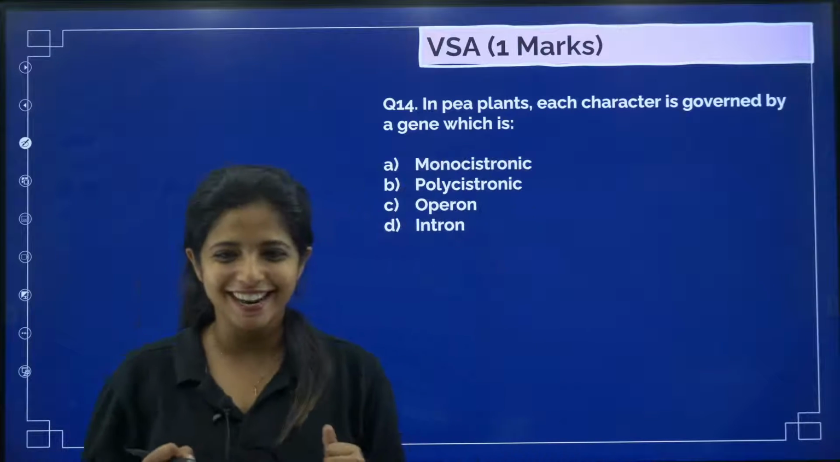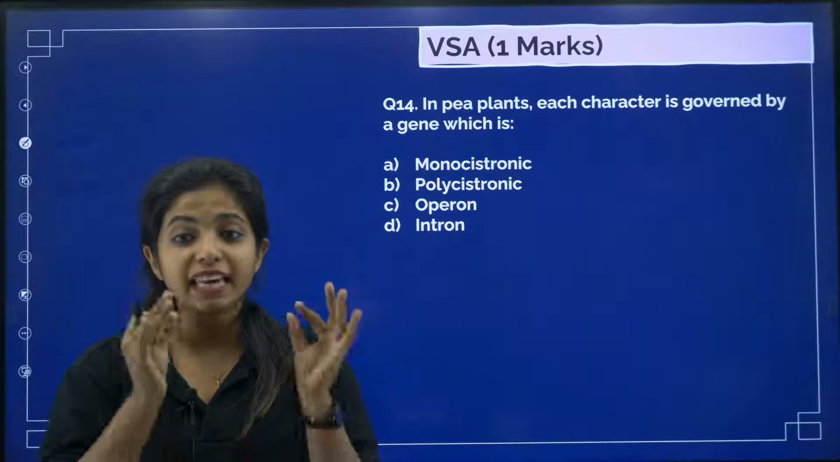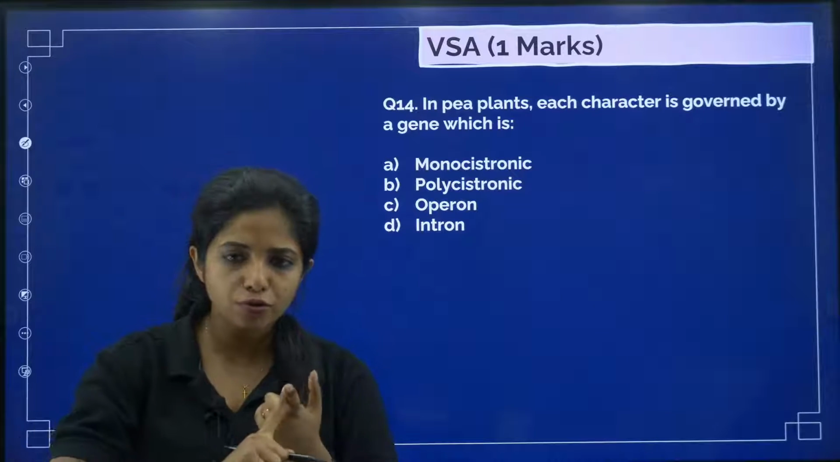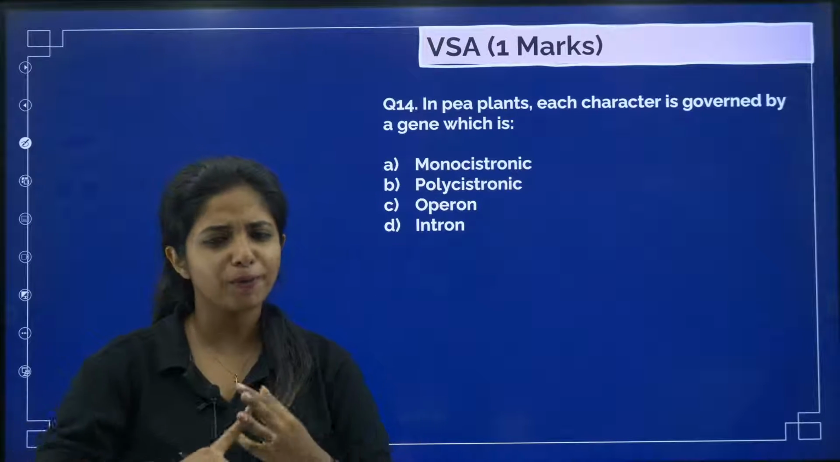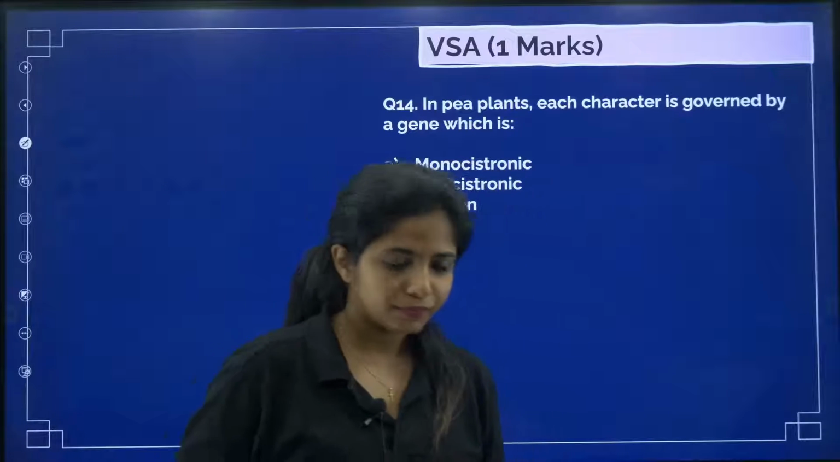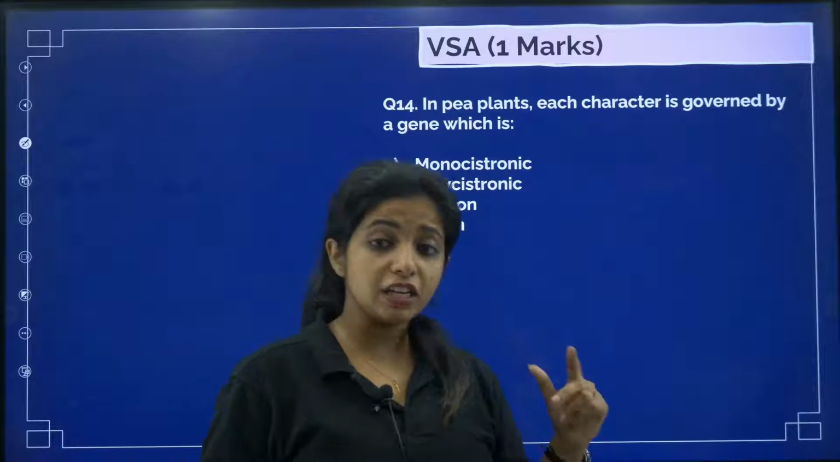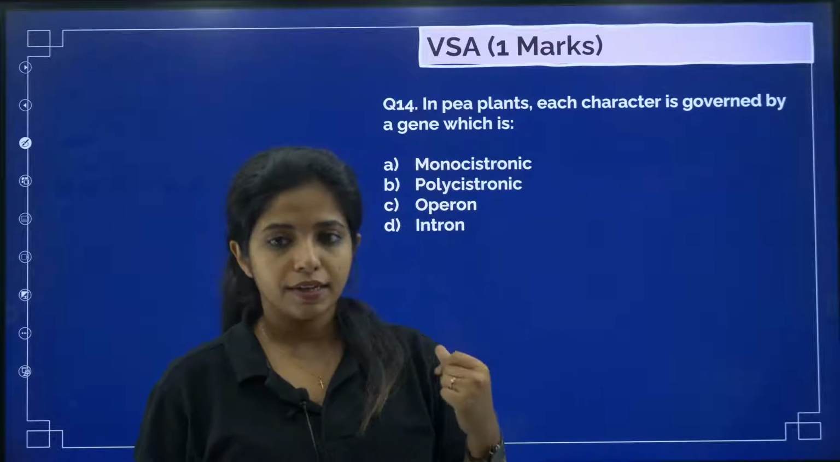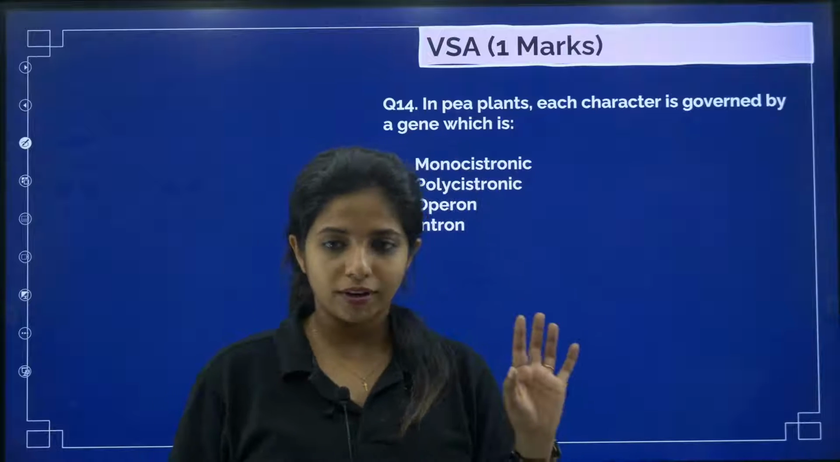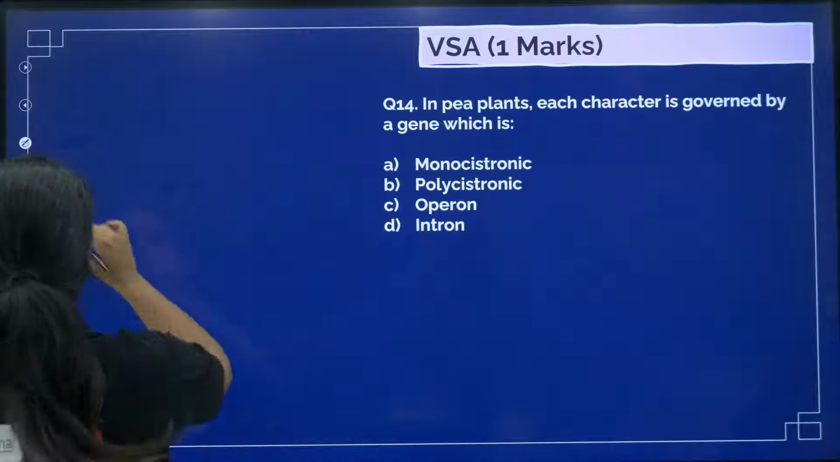Children, I hope you're understanding, yeah? So in pea plants, each character is governed by a gene which is monocistronic, polycistronic, operon, intron, whatever. What do you think? In pea plants, each character is governed by a gene which is monocistronic, polycistronic, operon, or what? What do you mean by monocistronic?